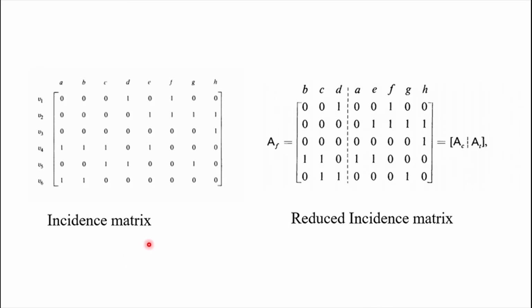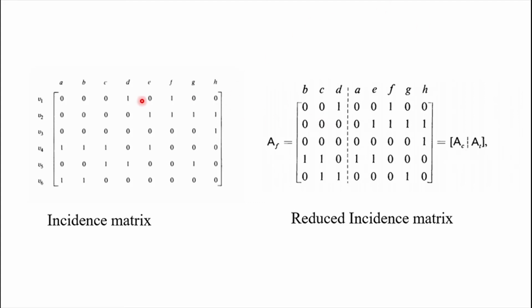This is the incidence matrix. How to write this incidence matrix has already been explained by Evan, so I'm not going to get into that. We'll move to the reduced incidence matrix. To write the reduced incidence matrix, you just have to remove one of the rows from the incidence matrix, and in this case, I have removed the last row. As you can see, AF basically has two submatrices, AC and AT, where T stands for the submatrix of the branches of the spanning tree, and C stands for the submatrix of the chords in the spanning tree.